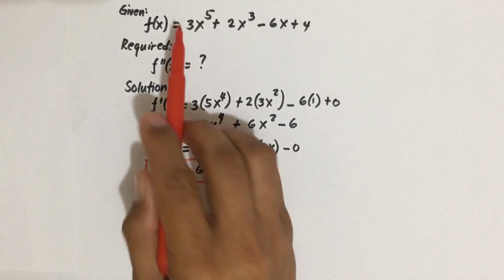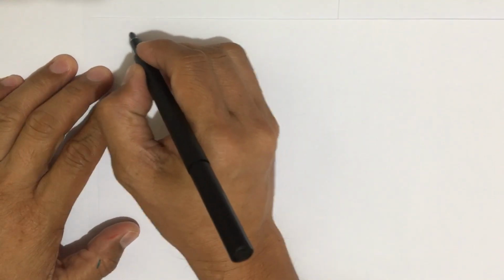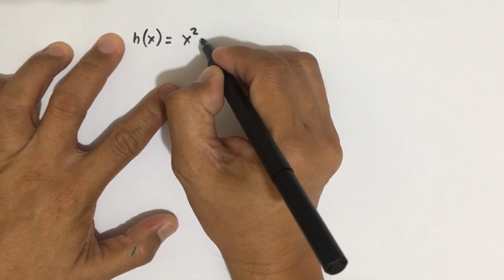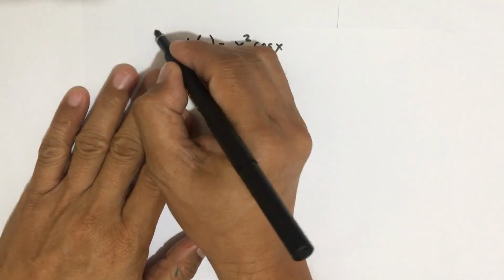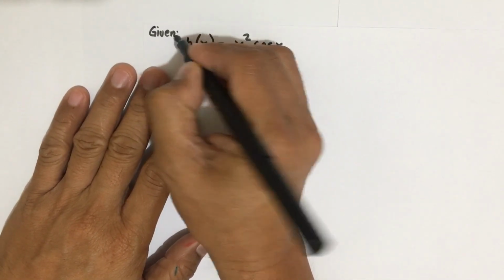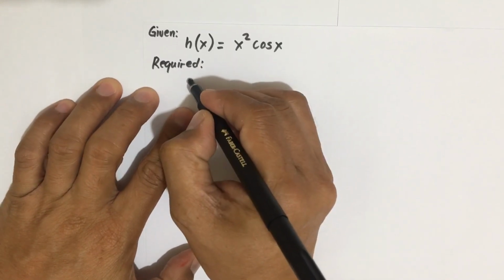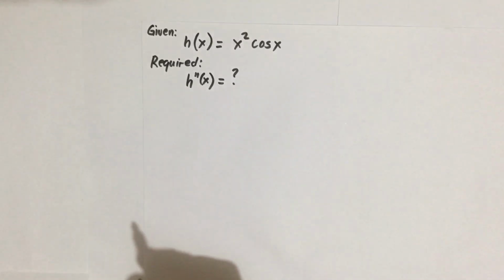Just to recall what we have in higher order derivatives. Now in our next example, we're going to combine. Now, for example, say you're given h of x equal to x squared times cosine x, and you are asked to find, okay, so this is the given, and we are asked to solve for the second derivative, h double prime of x. So how will we solve this one?